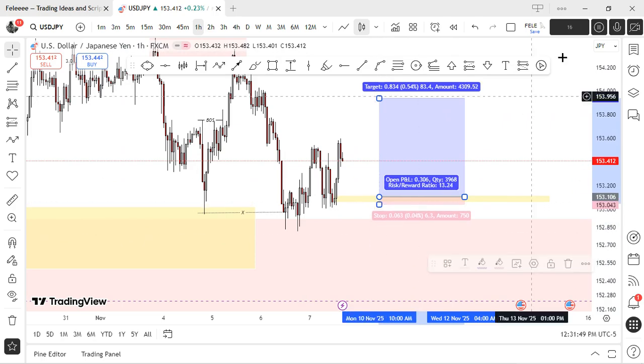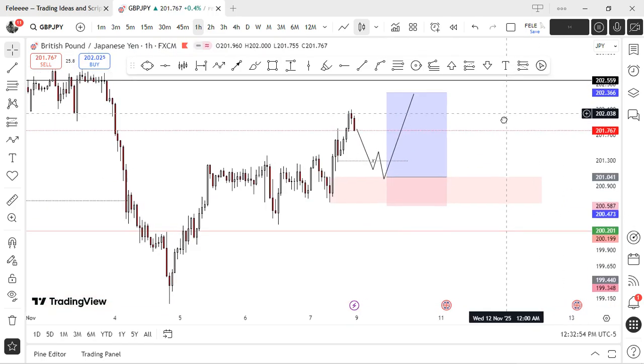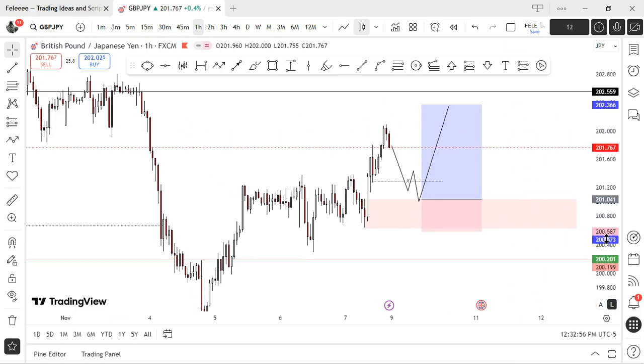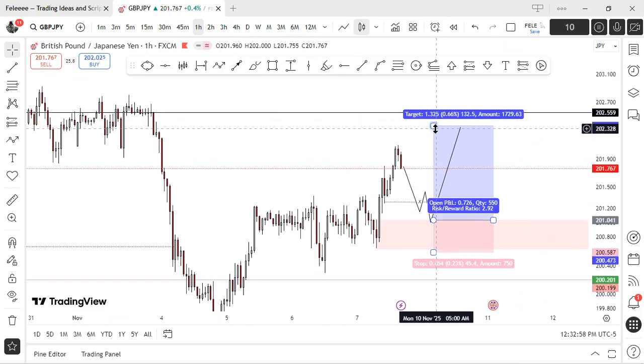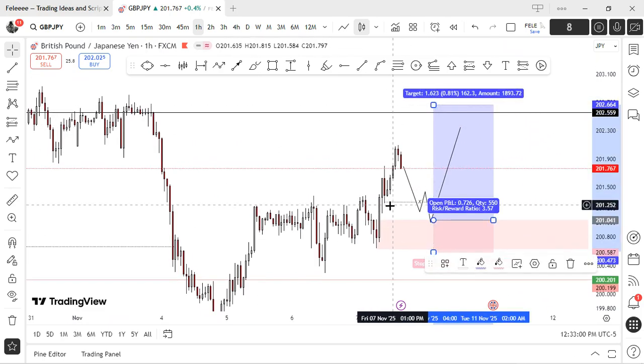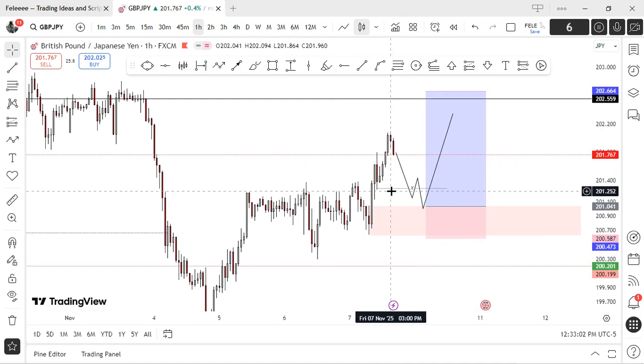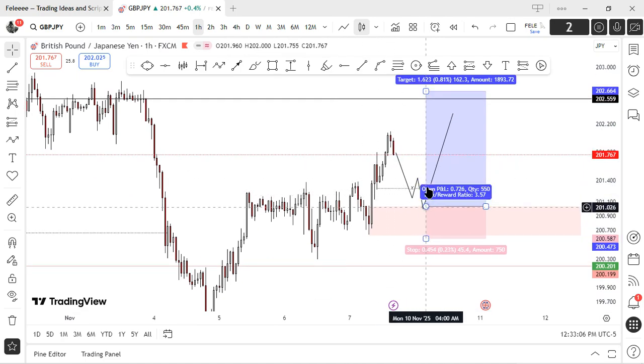So my last pair is GBPJPY. I'm going to be looking for more bullish moves this week. I'm only going to be looking for buys after price sweeps this inducement, and I'm going to be looking for this buy moment.